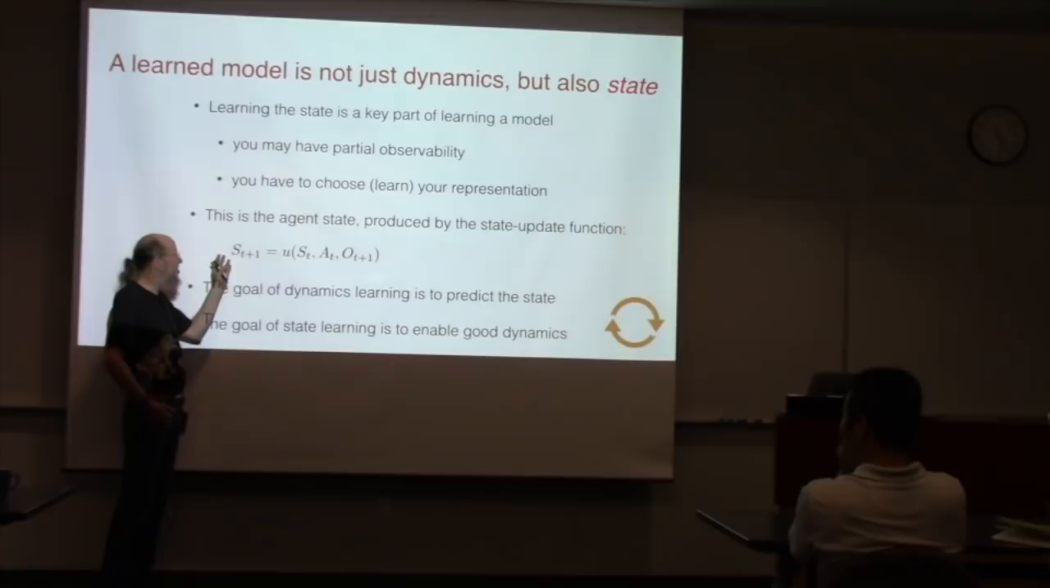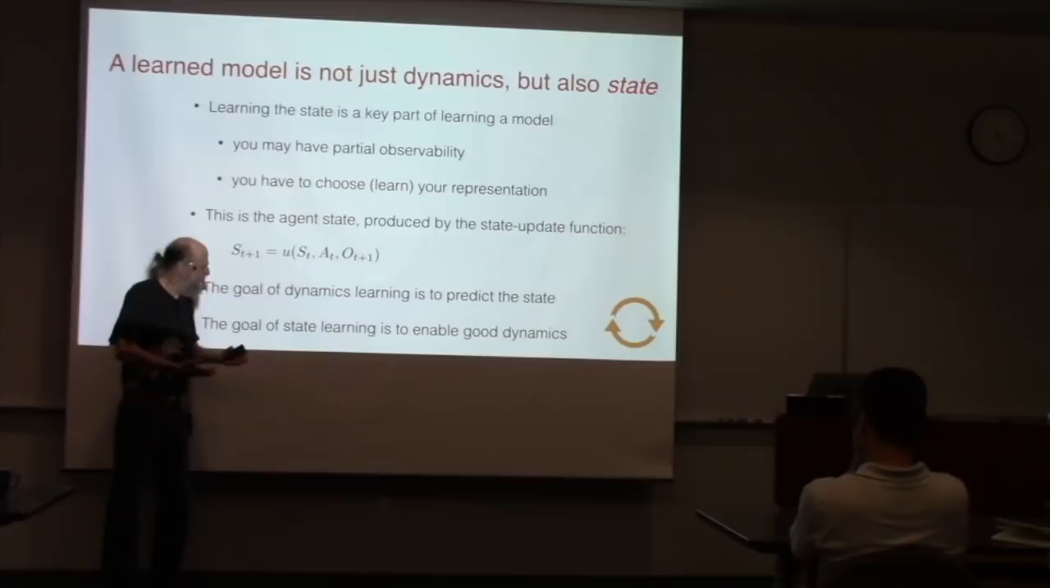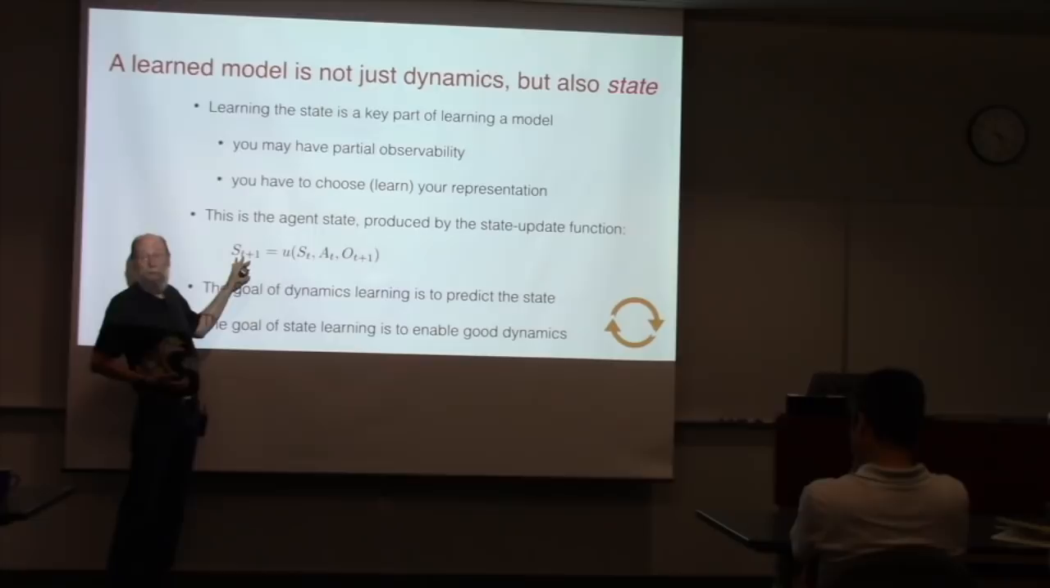The state is what we call the agent state. You think of it as the agent's representation of the state. If you happen to believe in Bayes' networks, beliefs, those kinds of things, you would think of S as the belief state. So it's a deterministic function that you update from the last belief state.